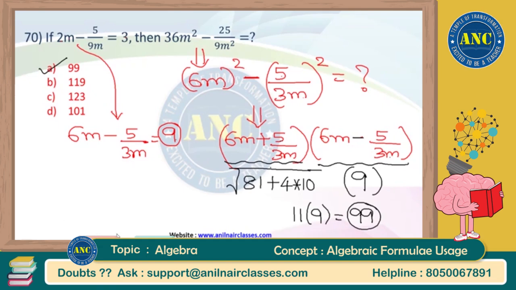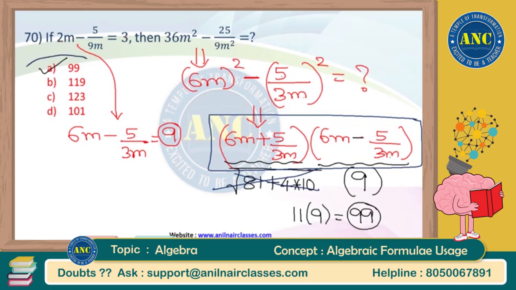You should be very fast in analyzing and saying right after this particular equation is known to you, within seconds, without calculating 6m plus 5 by 3m value, you should say the answer as 99 for this given options. Why? Because 6m minus 5 by 3m value is known to us as 9. 9 multiplied by any number, answer will be a multiple of 9. There is only one option which is a multiple of 9, that is nothing but 99.